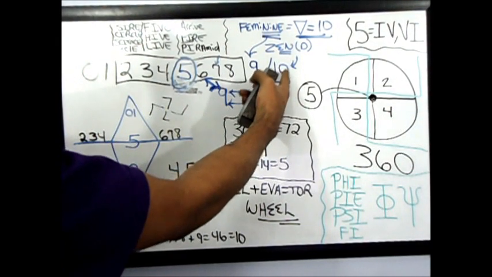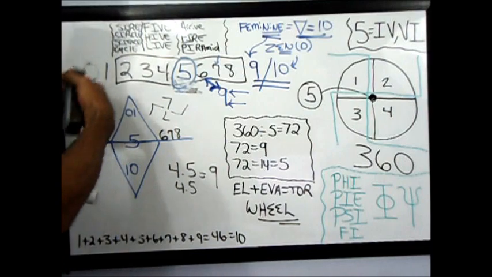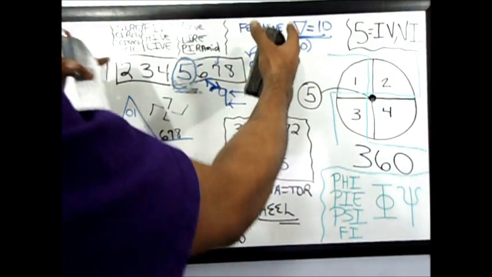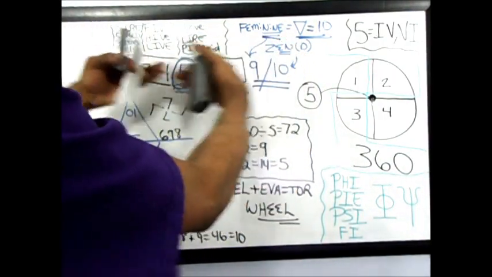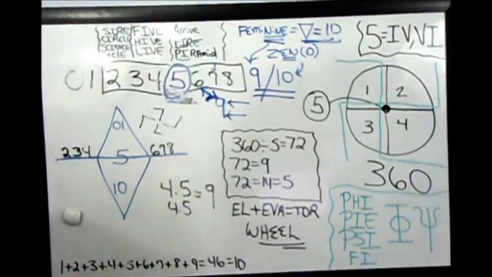Zero being the last number on both ends. Everything is founded upon the corners. And those corners form a peak when they meet. And that's your five, or your serpent wrapped around a tree of life.